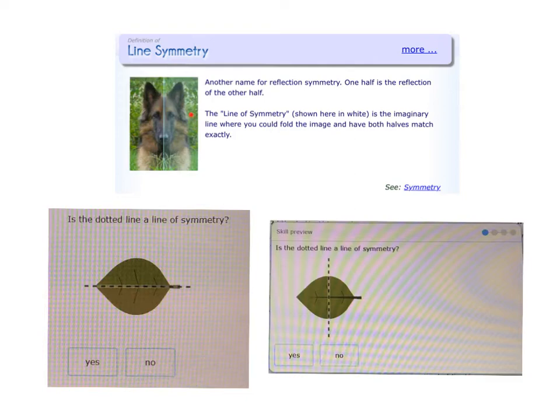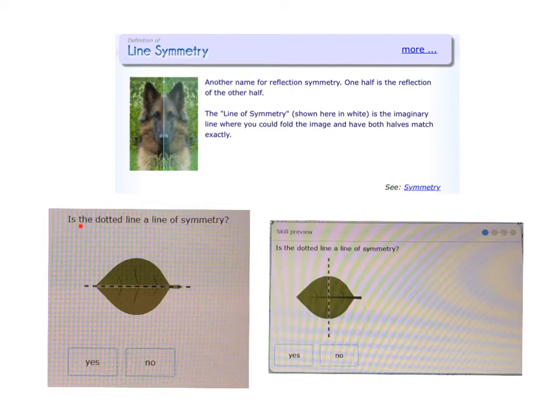So this doggy is, well, it looks like they've just taken the picture and split it in half, but it's exactly the same on both sides of this line of symmetry. The line of symmetry shown here in white is the imaginary line where you fold the image and have both halves match exactly. So I have two examples down here of pretty much the same picture, but notice they put the line of symmetry in different places.